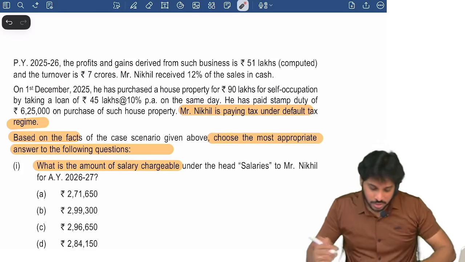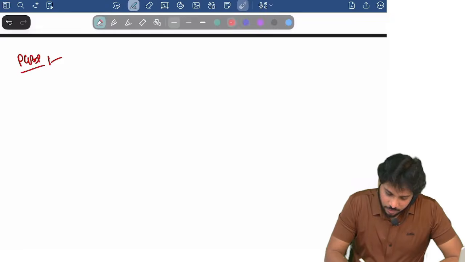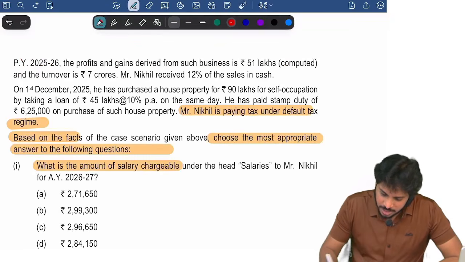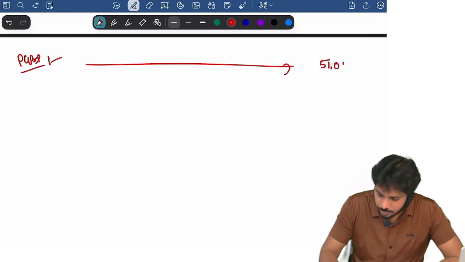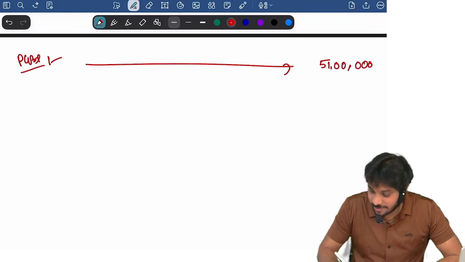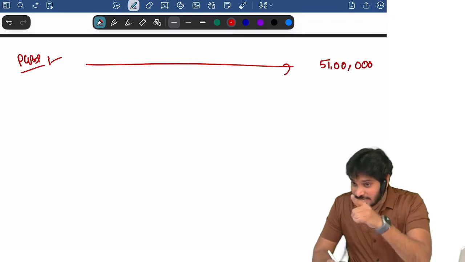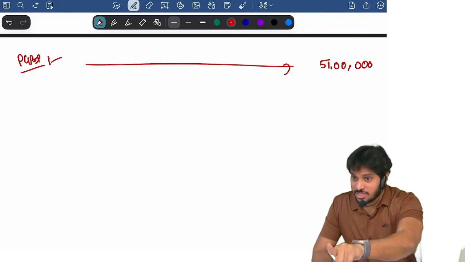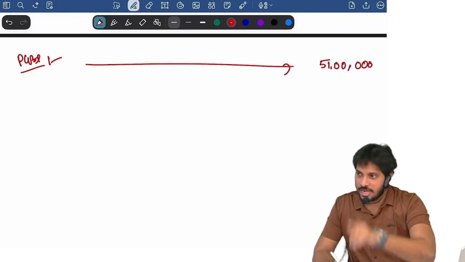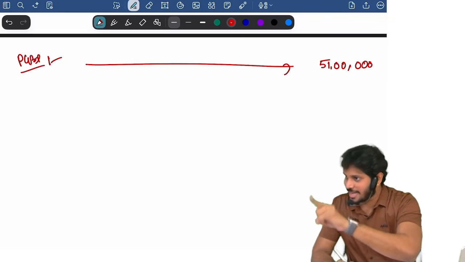Able to understand? So now tell me, what is the PGBP income? They gave the already computed income. How much is the PGBP income? 51 lakh. So that information is given to give you an idea whether tax audit is applicable or not. Why is that information required? 80JJAA is claimable only when the assessee is subject to tax audit. Next.